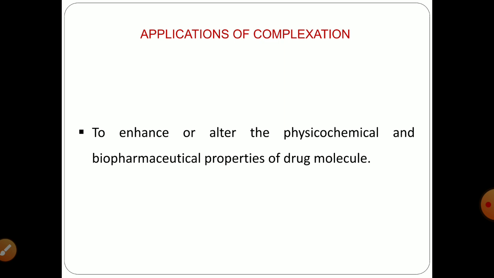As far as these physicochemical properties are concerned, like melting point, refractive index, and optical activity, these physicochemical properties can be altered by means of the process of complexation, allowing that drug to be most interactive with other excipients so as to develop that dosage form.